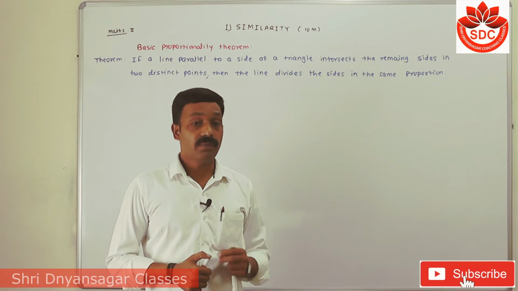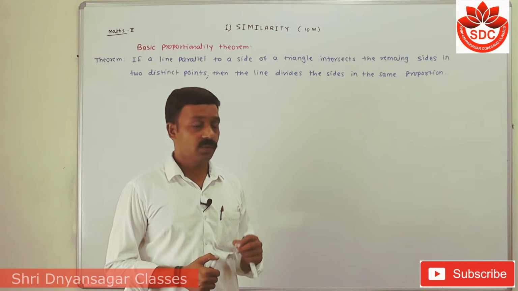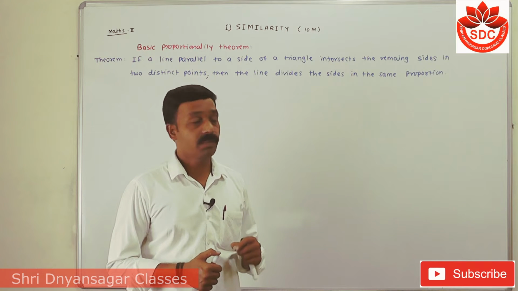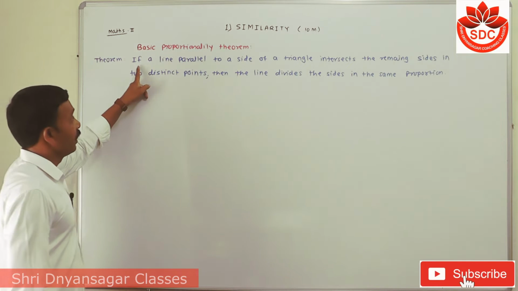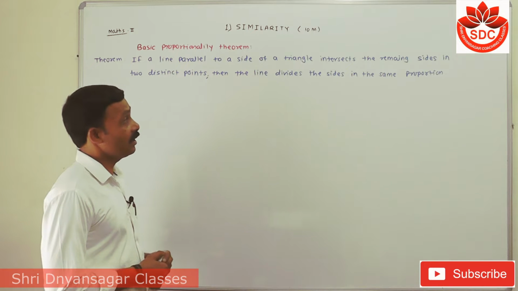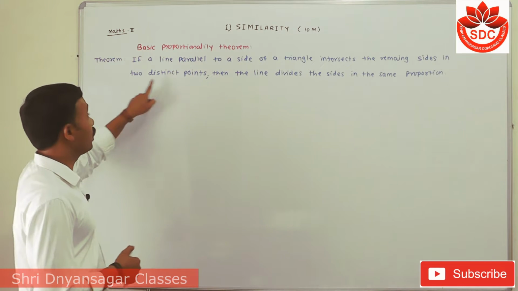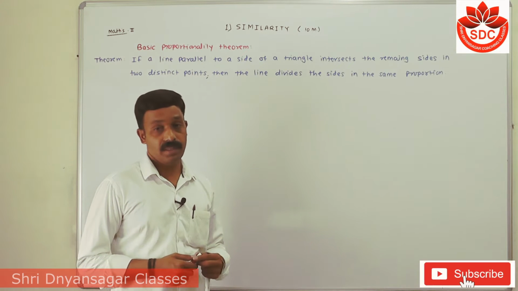Now we draw one figure also, and you have to take its proof also. So, very important thing. Look carefully, students, I repeat here: if a line is parallel to a side of a triangle and intersects the remaining sides in two distinct points, then the line divides the sides in the same proportion.